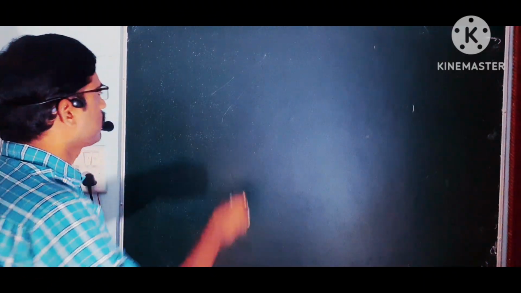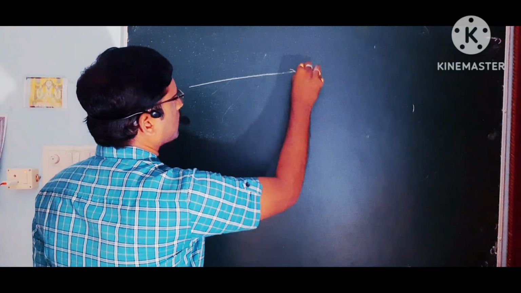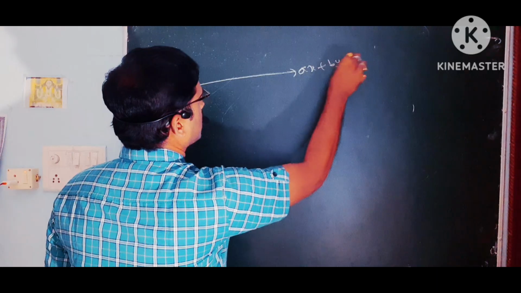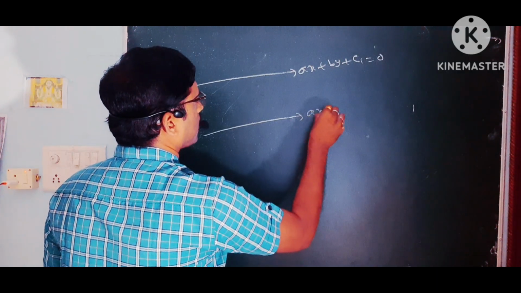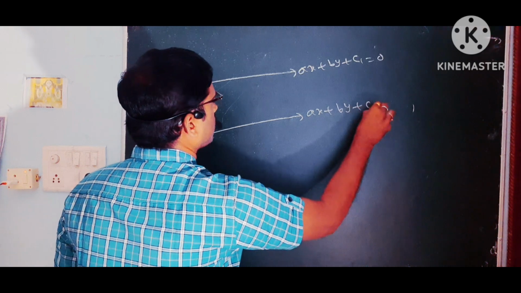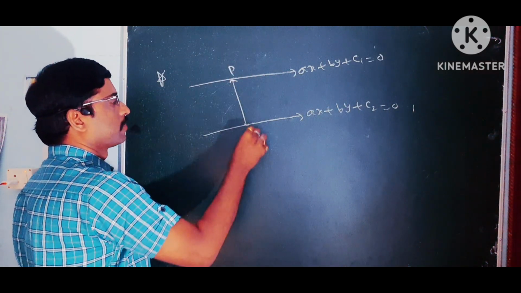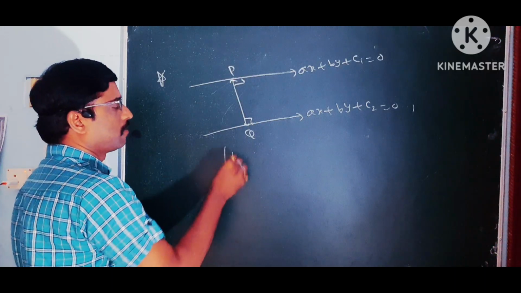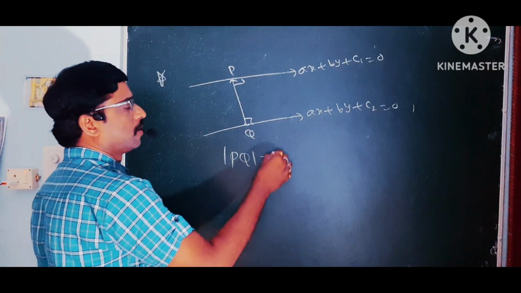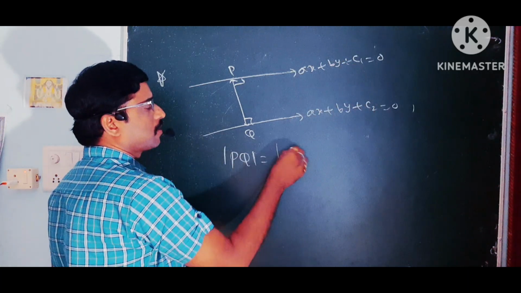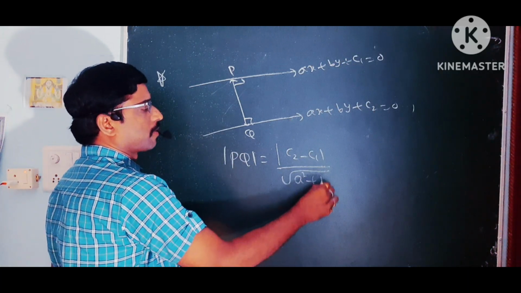Now I'm going to explain the distance between parallel lines. One line is ax plus by plus c1 is equal to 0. The other parallel line is ax plus by plus c2 is equal to 0. Now here, what is the distance? So length of PQ is equal to modulus of the difference of constants by root under a square plus b square.